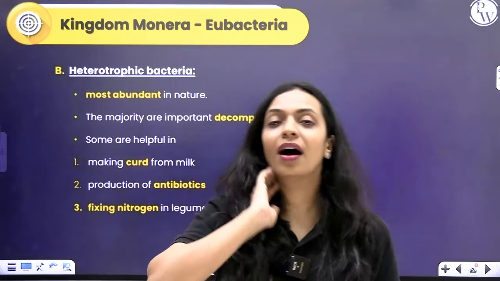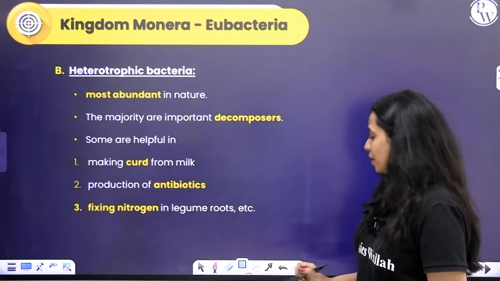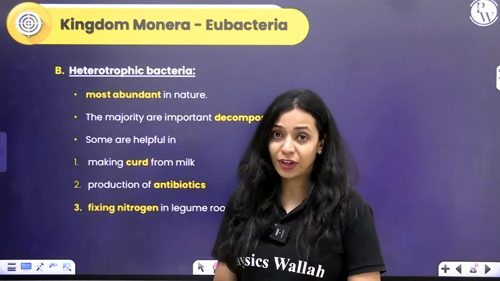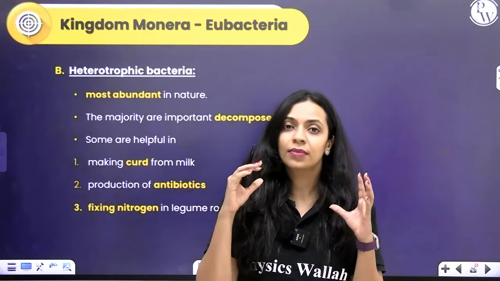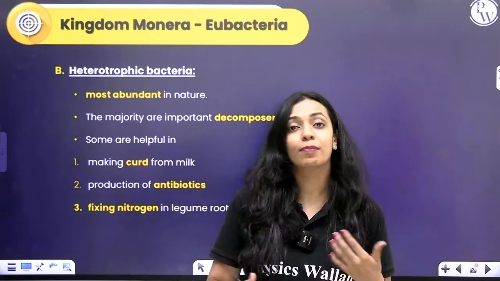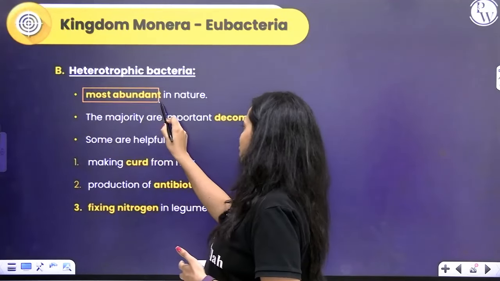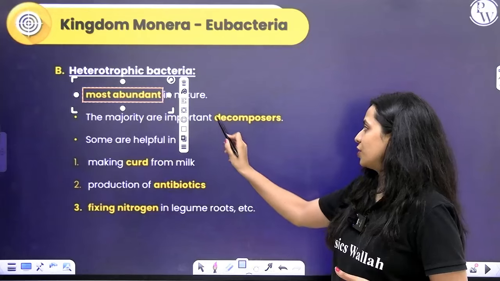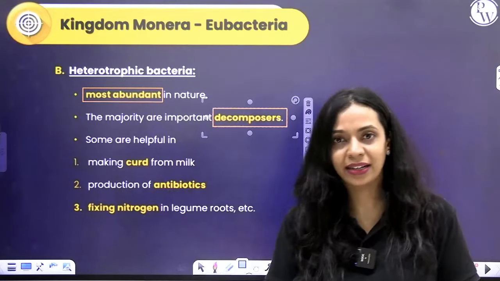Heterotrophic bacteria are organisms that depend on other organisms for food. Okay. If you compare autotrophic and heterotrophic bacteria's relative abundance, heterotrophic bacteria are much more in number compared to autotrophic bacteria. These are the most abundant in nature. Most of these are decomposers, which means they are saprophytic. They depend on dead and decaying matter.